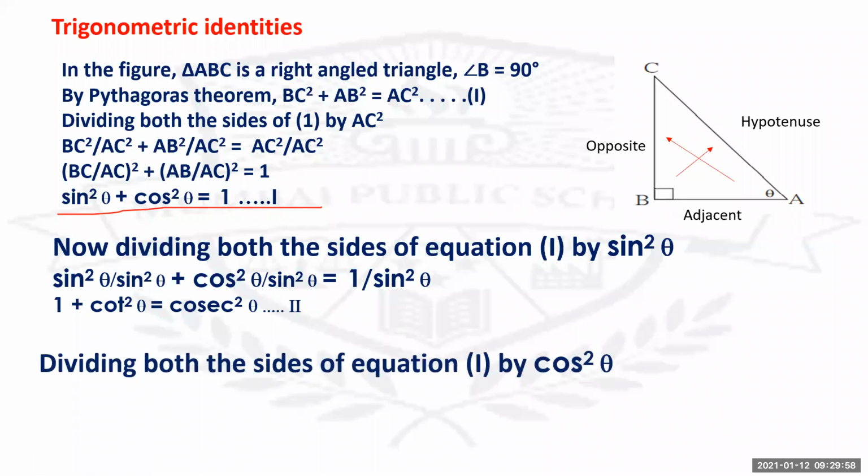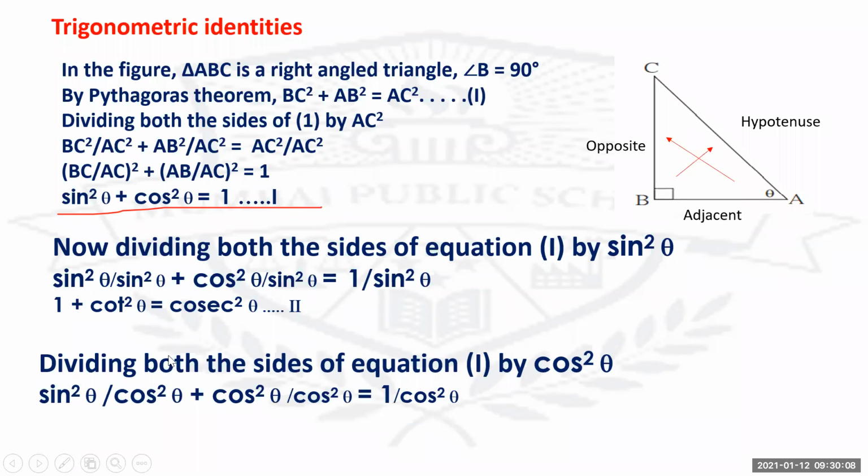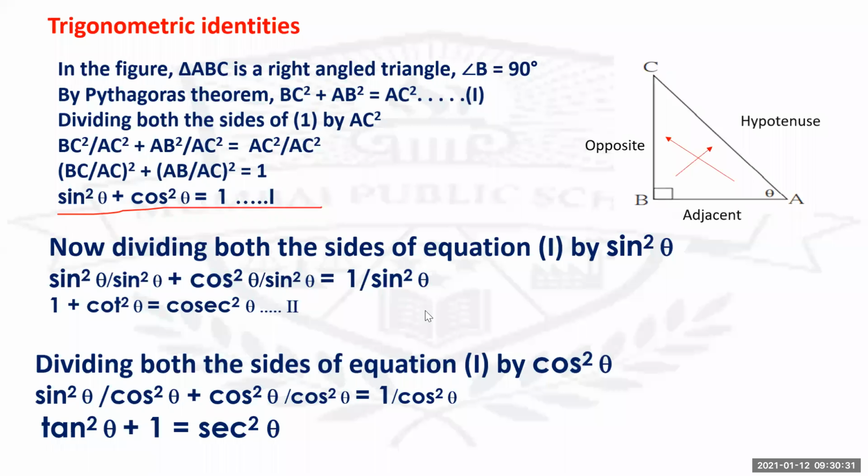Now, instead of dividing that with sine square theta, if you divide that with cos square theta, what will you get? You get sine square theta upon cos square theta plus cos square theta upon cos square theta equals 1 upon cos square theta. So sine theta upon cos theta is tan theta, so sine square theta upon cos square theta equals tan square theta. So you get tan square theta plus 1 equals sec square theta. This is your third identity. Is this clear to all the students?